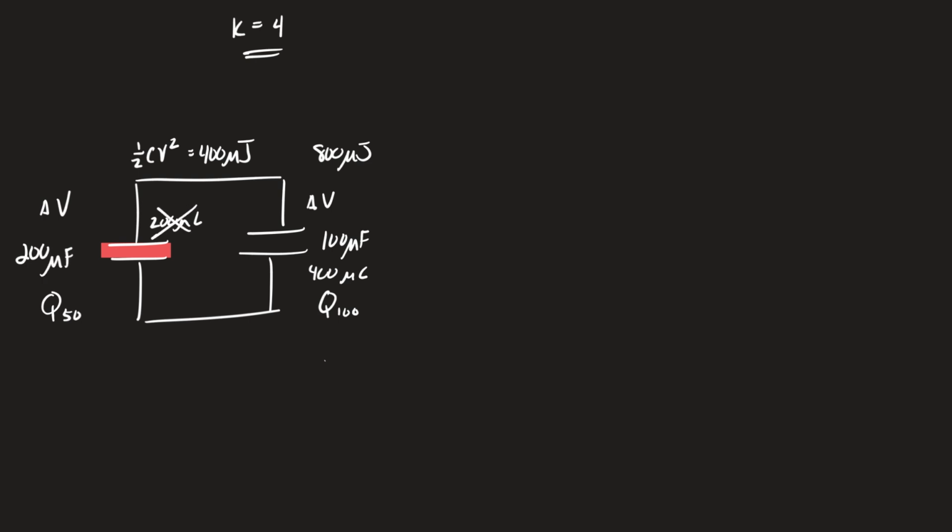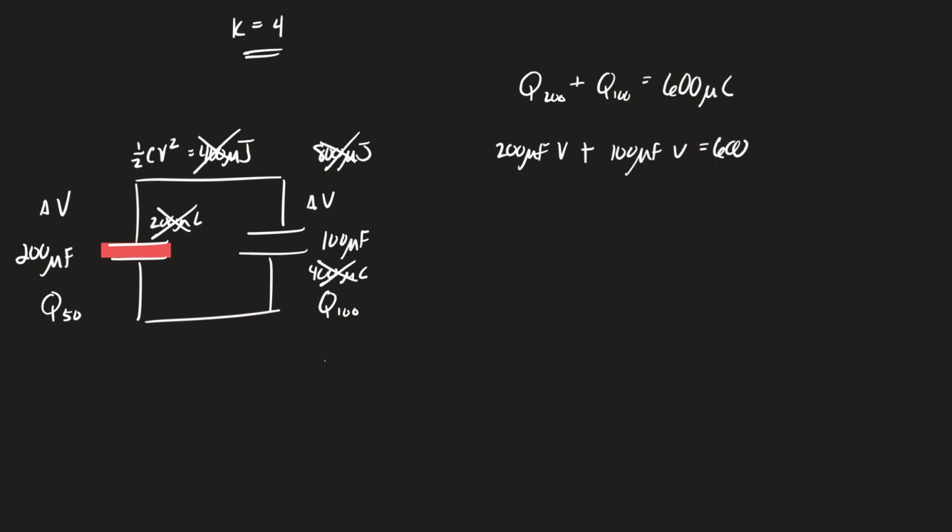But that means this amount of charge and this amount of charge are going to change. And it probably also means that this amount of energy and this amount of energy are going to change, and probably the voltage too. But Q over the 200 plus Q over the 100 has to still equal how much? 600. What's next? Well, 200 microfarads times V plus 100 microfarads times V has to equal 600 microcoulombs.